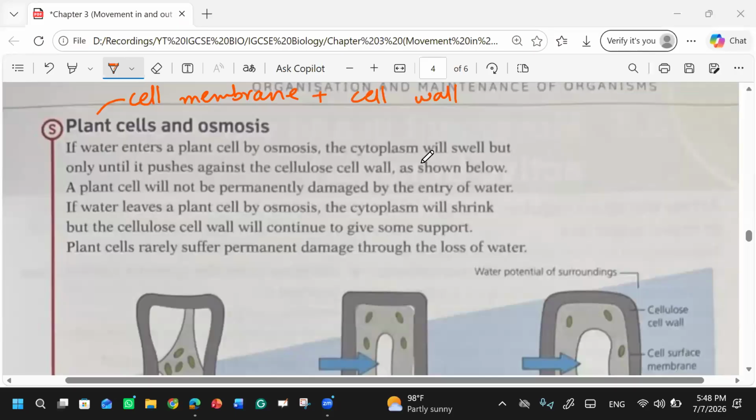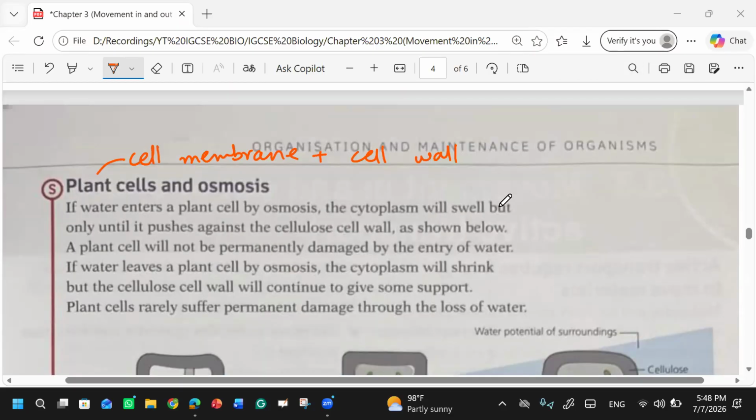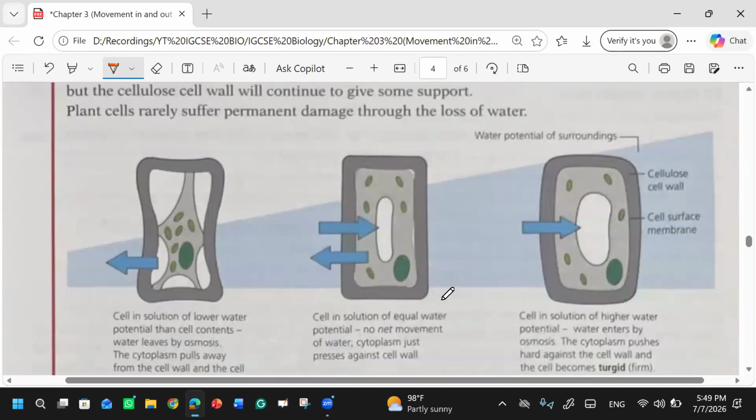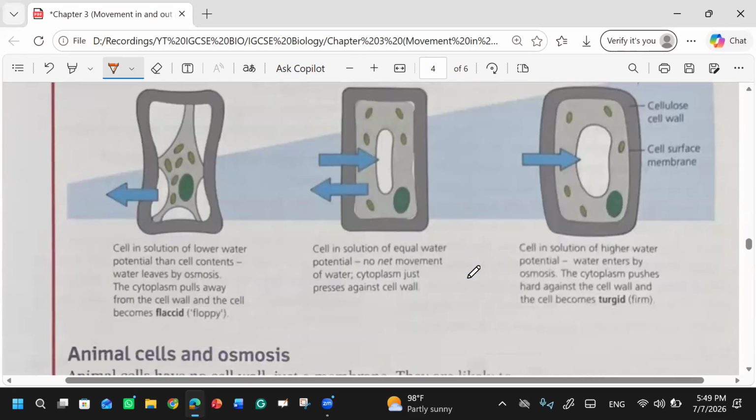I was telling you about the plant cells. What is the composition of the plant cell? There is a cell membrane, and outside the cell membrane, what's available? There is a cell wall. What they have mentioned here is that if water enters a plant cell by osmosis, the cytoplasm will swell, but only until it pushes against the cellulose cell wall as shown below. Basically, they are telling us that if there is more water, the cell will become what?